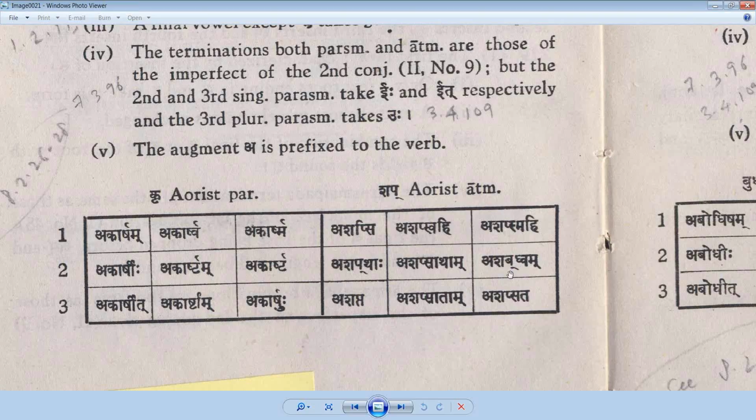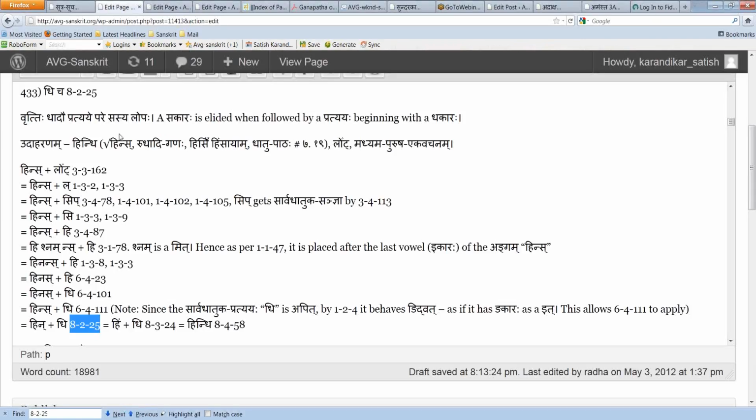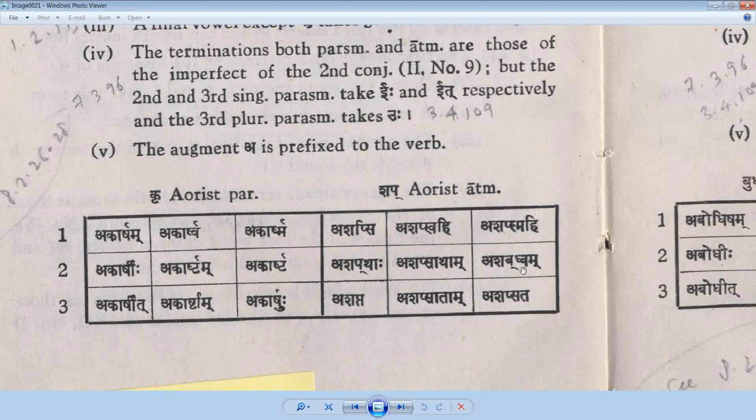So we have a sakara followed by a dhadi pratyaya, dhakaradi pratyaya. We just saw the sutram dhicha, which says that dhadau pratyaya pare sakarasya lopaha. So dhadau pratyaya pare sakarasya lopaha by dhicha. That sutram dhicha now allows us to do the sakar lopaha.